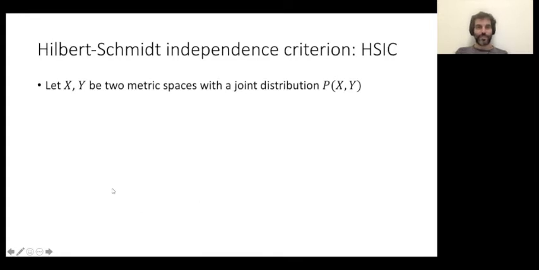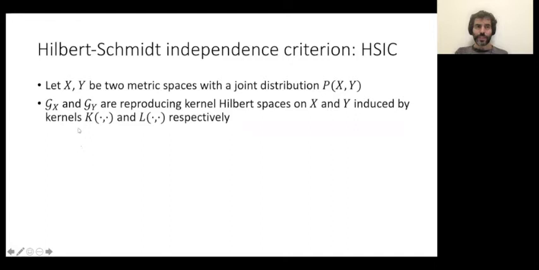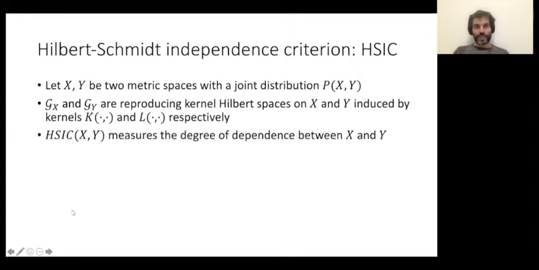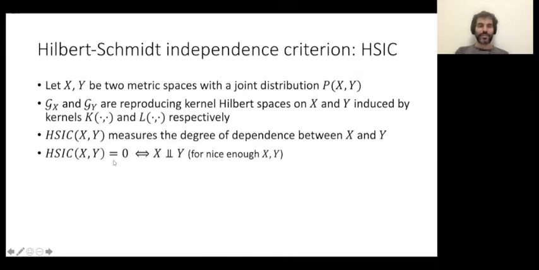So what's HSIC? Say X and Y are two metric spaces, and we have a distribution over them, P of X, Y, I'm abusing notation a bit here. And G_X and G_Y are reproducing kernel Hilbert spaces on X and Y, with kernels K and L respectively. So this is standard RKHS theory. HSIC is a statistic that measures the degree of dependence between the random variables X and Y. And what's nice about HSIC is that it's zero if and only if X is independent of Y, for nice enough, not too crazy, probability spaces.